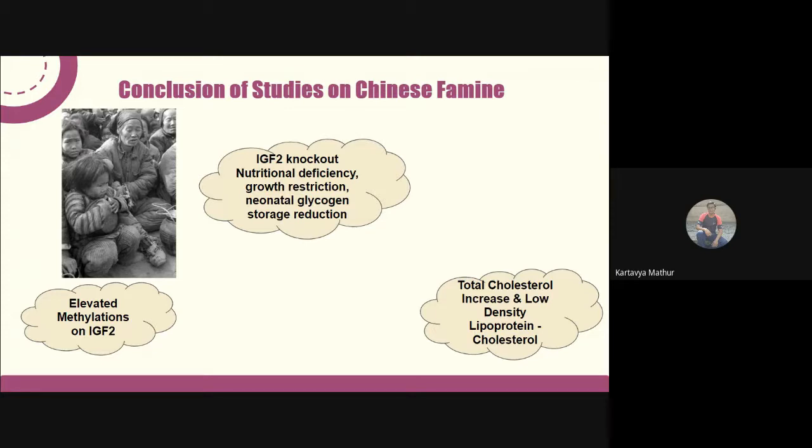And therefore it showed that the people who were affected by the Chinese famine had high cholesterol levels, and high low density lipoprotein cholesterol. Lipoproteins are another type of lipid, which also get increased due to less metabolism of lipids.